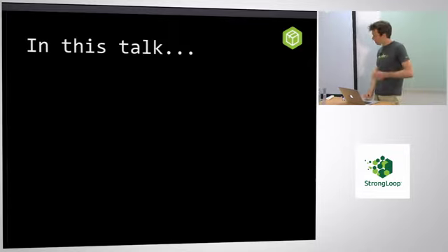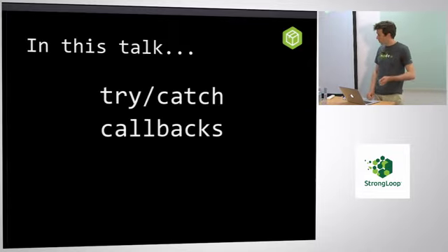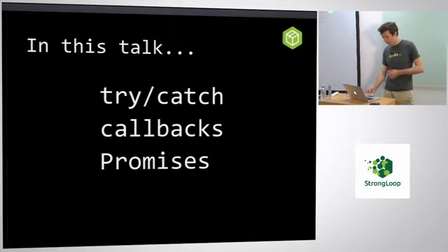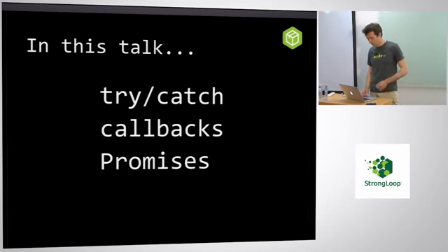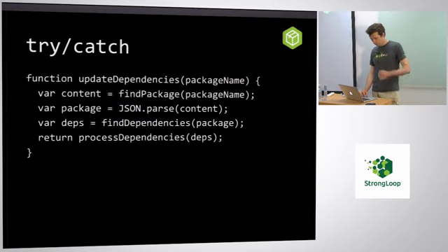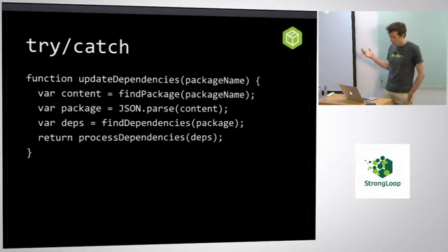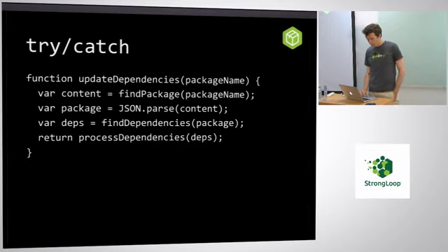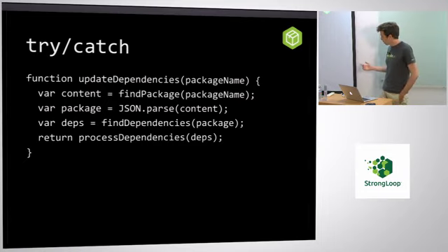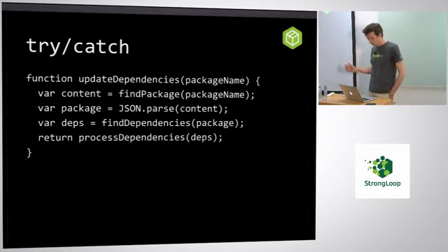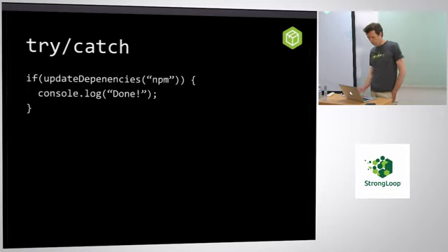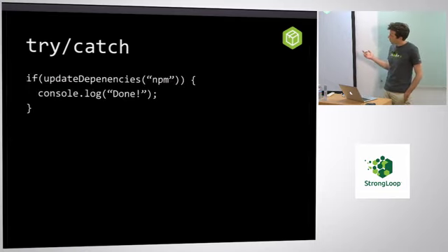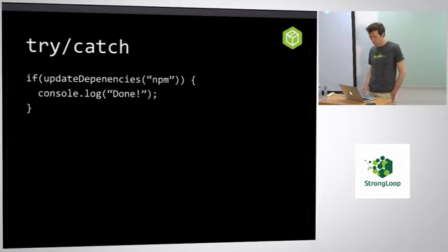So in this talk, we're going to cover try-catch, callbacks, and promises, and how it all kind of works together. So to kick off, let's look at a code sample. We have a fully synchronous function that does something. Doesn't really matter what it does, but basically we have three functions and a JSON parse in the middle there, and all of this flows together, and we basically call it, very simple like so. And when the function is done, we console log that we're good.